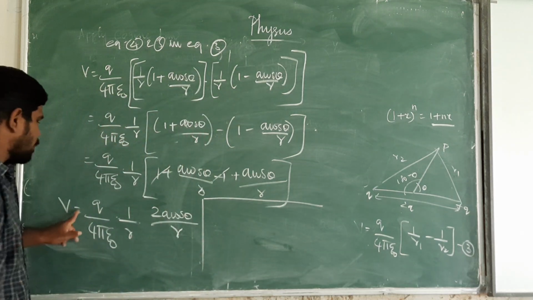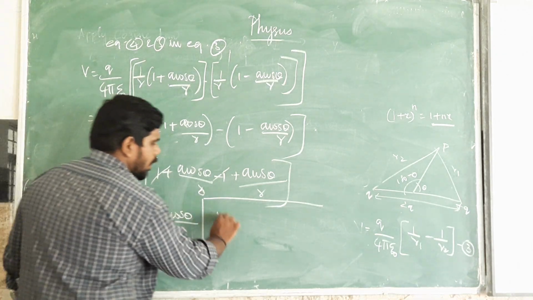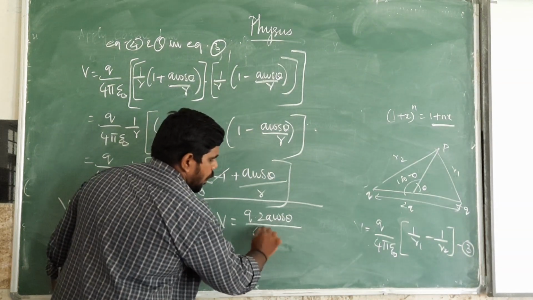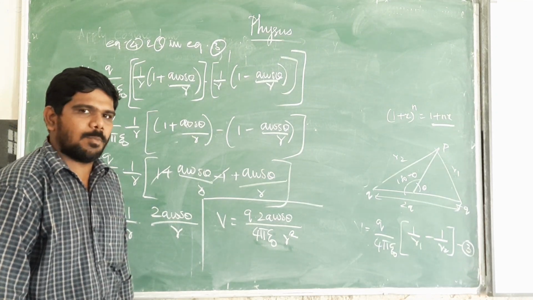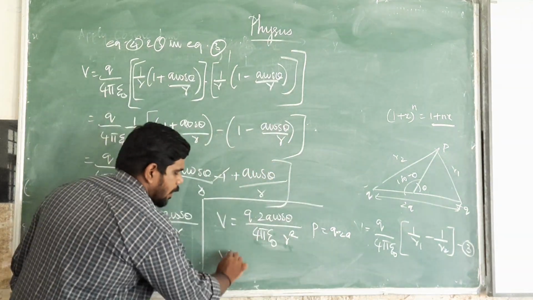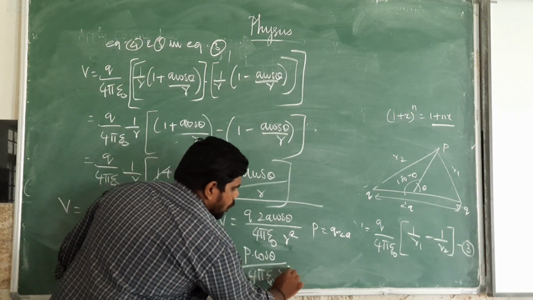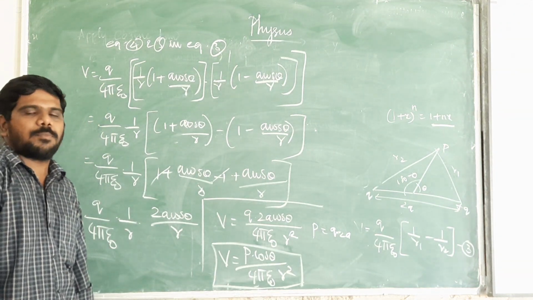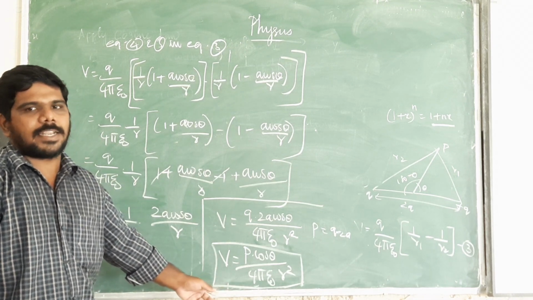If we write the same term, what do we get? V is equal to q by 4 pi epsilon 0 into 2a cos theta by r square. So V is equal to q into 2a cos theta by 4 pi epsilon 0 into r square. Already we know the dipole moment formula. What's the formula for dipole moment? p is equal to q into 2a. So if you substitute, V is equal to p cos theta by 4 pi epsilon 0 into r square. This is the final expression for electric potential due to an electric dipole.